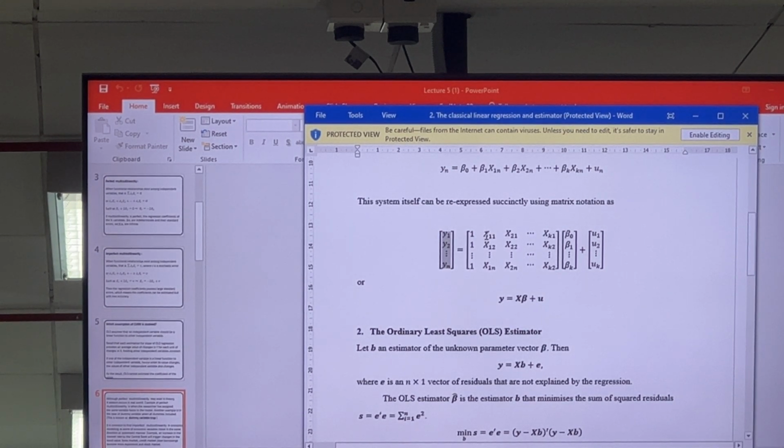Let's say the first x1 is the dummy variable for male. You create a variable to represent whether this observation belongs to male or not. If it belongs to male, you put 1. If not, you put 0. That's what we call a dummy variable: 1 if the condition exists, 0 if not. And we can also create a dummy variable for female at the same time. So if the first observation belongs to male, then the female one is supposed to be 0.